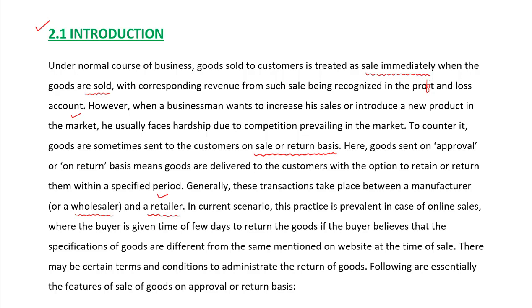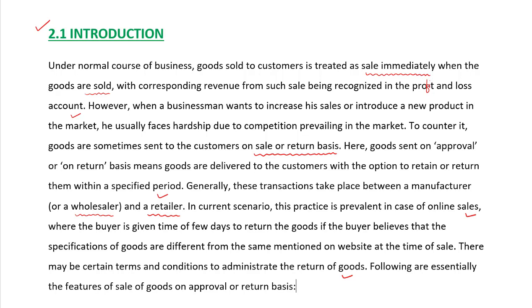In the current scenario, this is prevalent in the case of online sales, where the buyer is given a few days to return the goods if the buyer believes that the specification of goods is different from what was mentioned on the website at the time of sale. There may be certain terms and conditions to administer the return of goods.